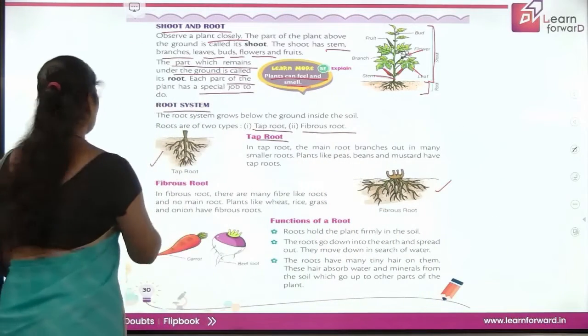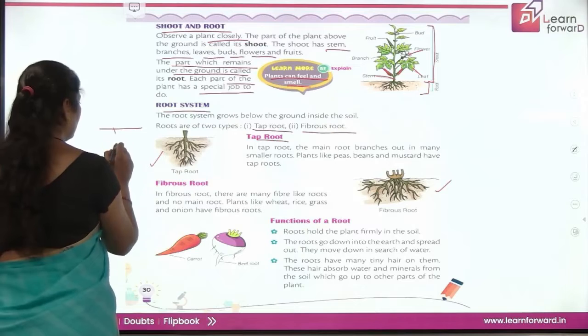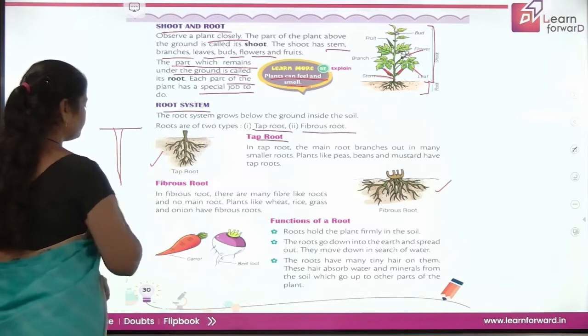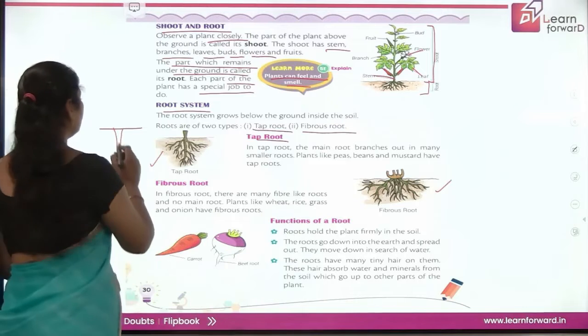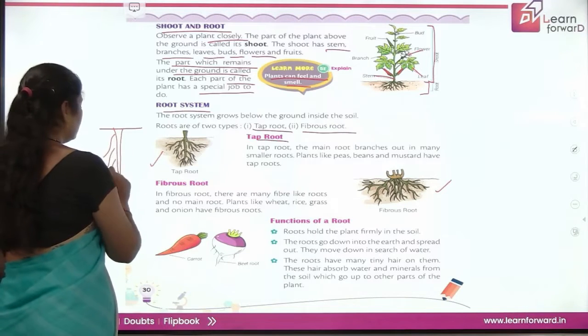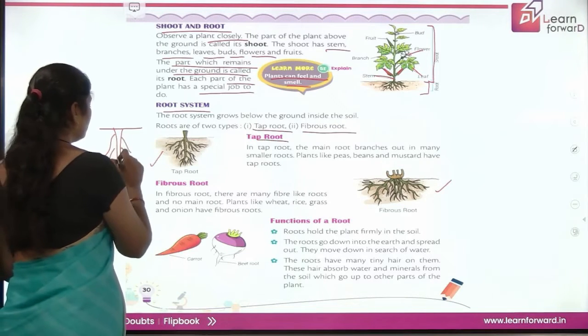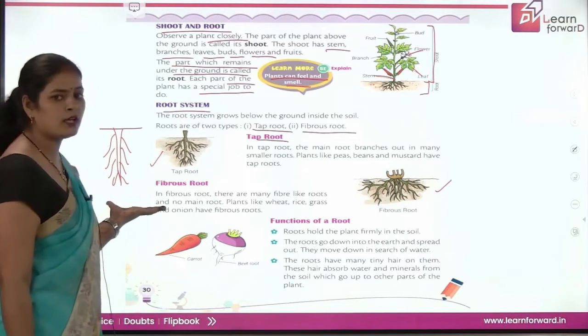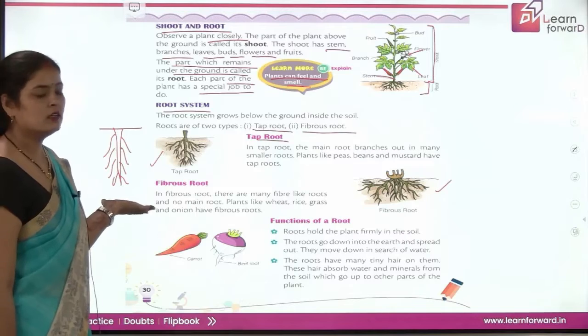So in tap root what happens? There is a main root. This is called as primary root, always. And then multiple branches, like thinner branches called as root hairs, arise from the main root. So this type of root is called as what? It is called as tap root.